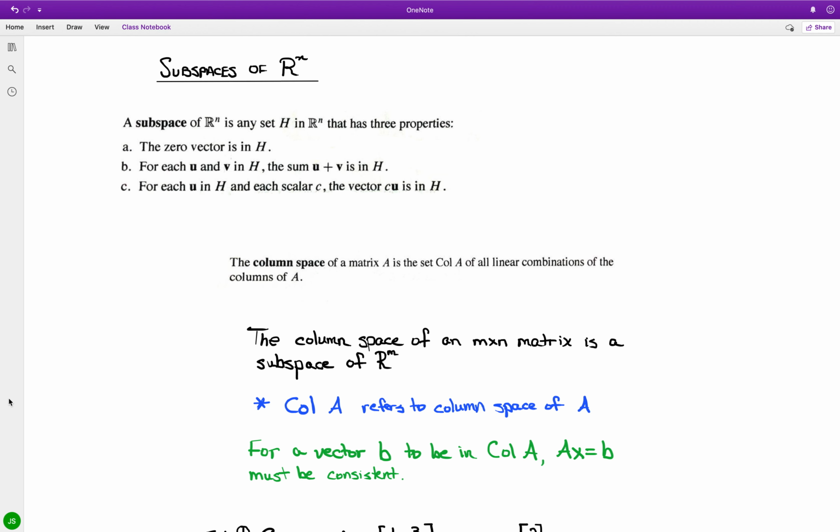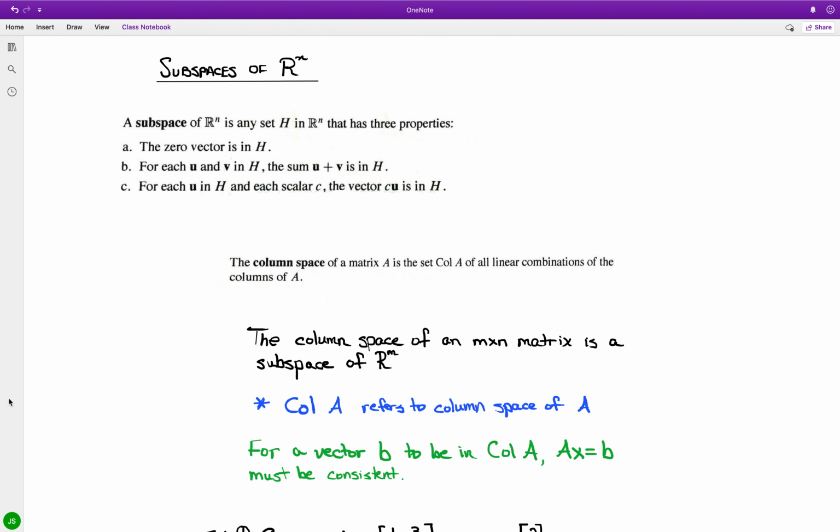Okay, crossing over to the next topic, we have subspaces of Rn. A subspace of Rn is any set H in Rn that has three properties. The zero vector is in H, and for each u and v in H, the sum u plus v is in H, and for each u in H and each scalar c, the vector c times u is in H.